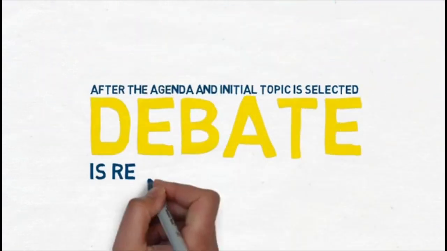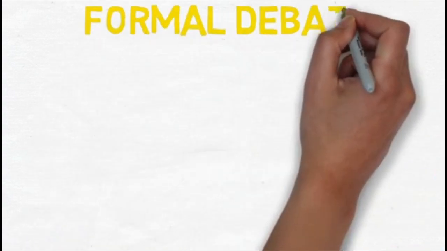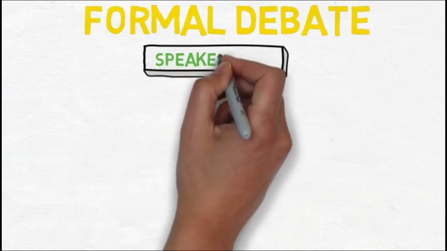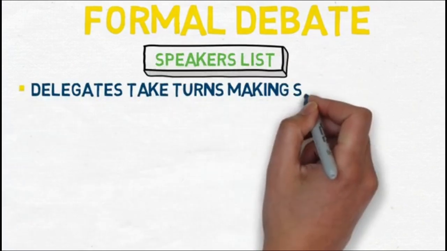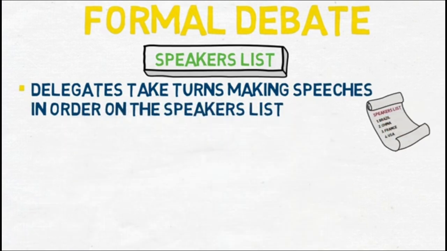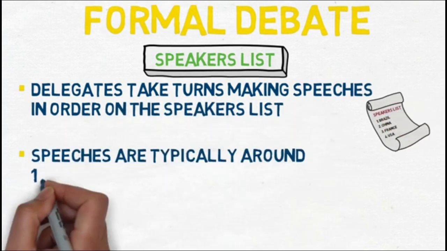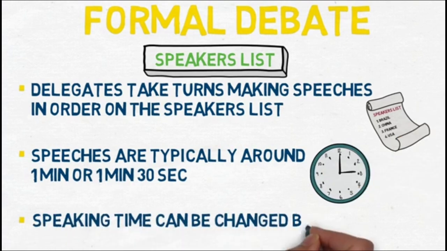After the agenda and initial topic are selected, the committee is ready to begin debate. Generally, there are three debate formats. The default debate format is formal debate, or sometimes called the speaker's list. This is where delegates take turns making speeches in the order that they are listed on the speaker's list, as selected by the chair. Speeches are typically around 1 minute or 1 minute and 30 seconds, but the speaking time can be changed by a vote from the delegates.